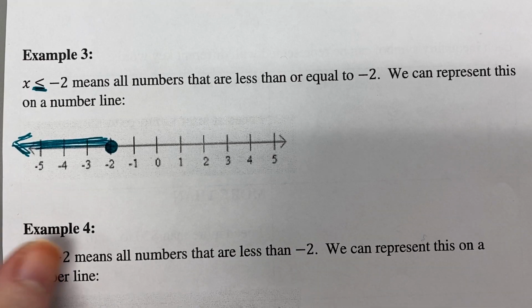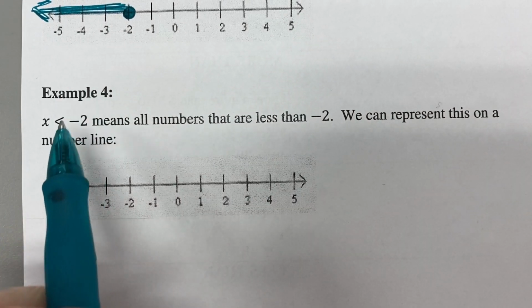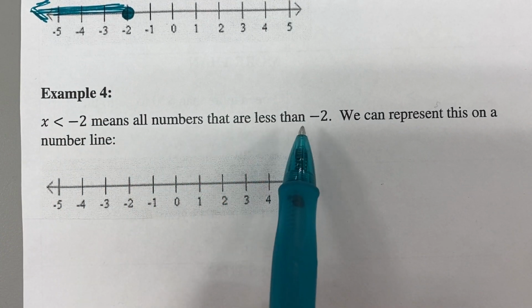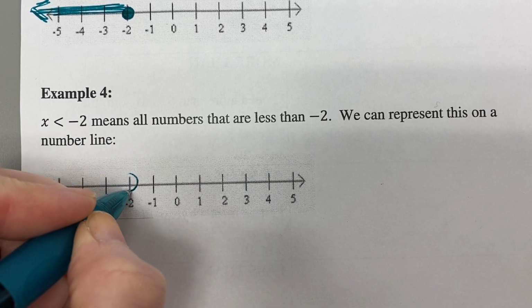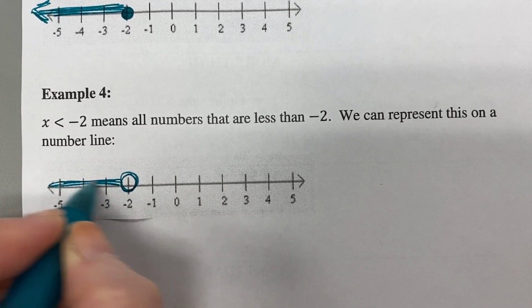Okay? And the last one, what if we just have x is less than negative 2? That means all numbers less than negative 2. So we would go to negative 2 again. This time we would not fill it in. And we would shade less than.